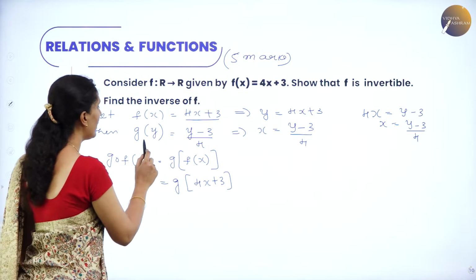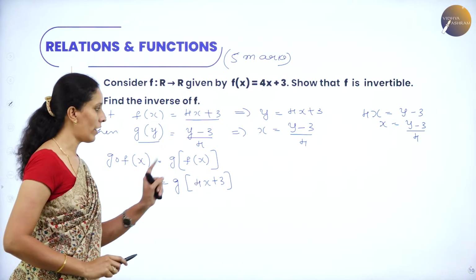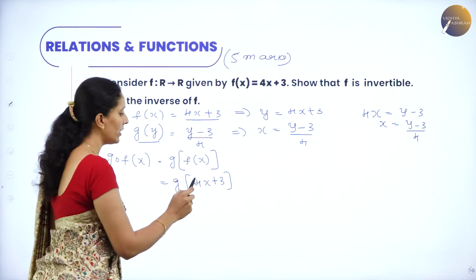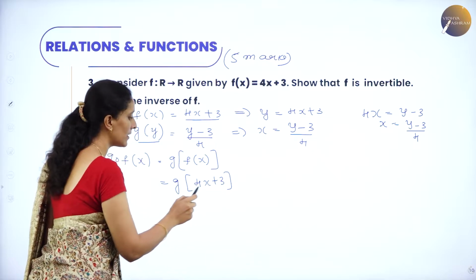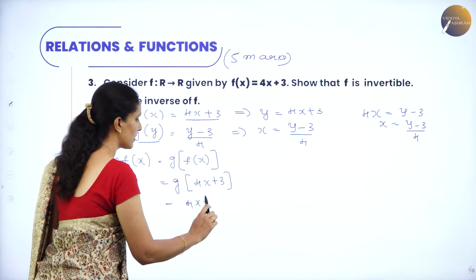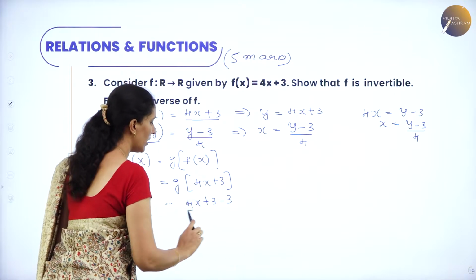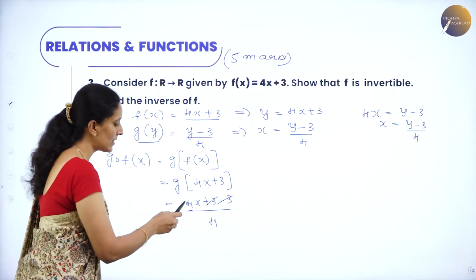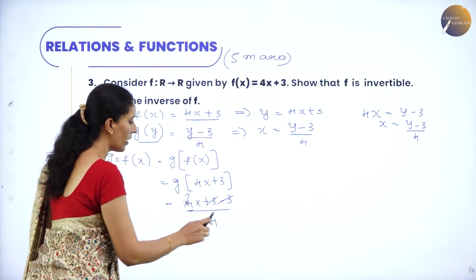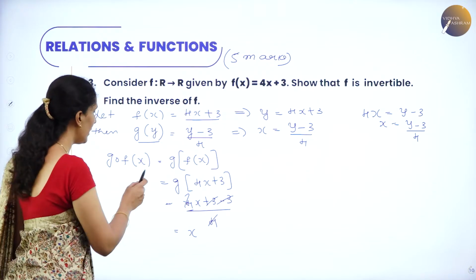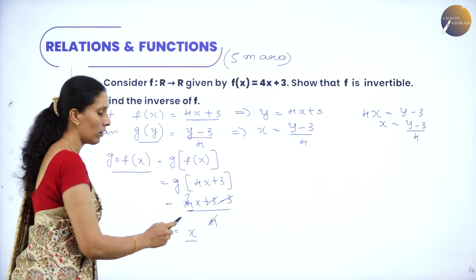Next, how do we write the function g of y? g of y is written as (y minus 3) by 4. So in the place of y, we are replacing it with 4x plus 3. So we can write it as (4x plus 3 minus 3) divided by 4. Plus 3 minus 3 cancels. Next it is 4x by 4. 4 and 4 get cancelled. So we got x. So we are getting g naught f of x is equal to x.